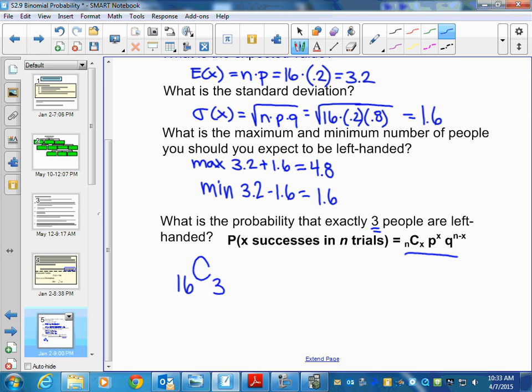So my next step, I'm not going to write a multiplication symbol, but I'm technically multiplying between this combination and the next item. The probability of success was 0.2. You can write it as 0.20 if that helps. And we wanted exactly 3 people to be left-handed, so I'm going to raise that to the power of 3. Now we also must multiply by the probability of being unsuccessful, or right-handed. If we want 3 out of the 16 to be left-handed, how many out of the 16 are going to be right-handed?